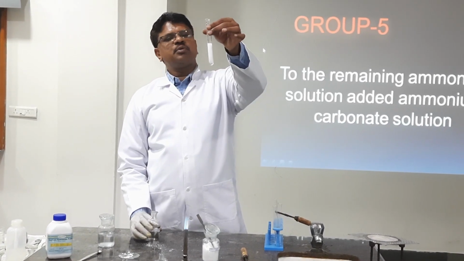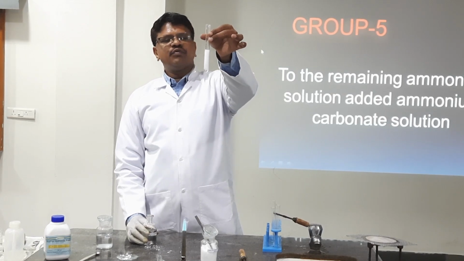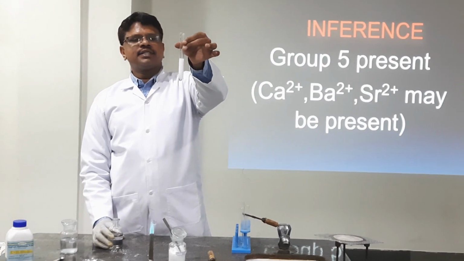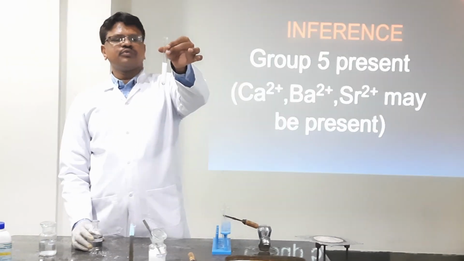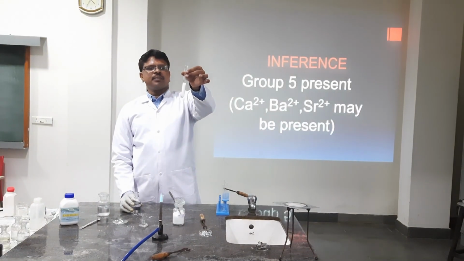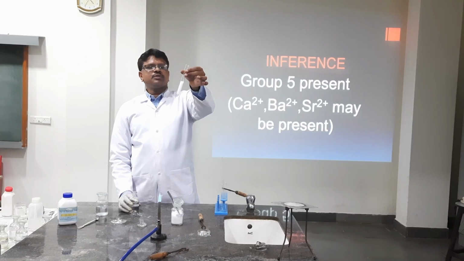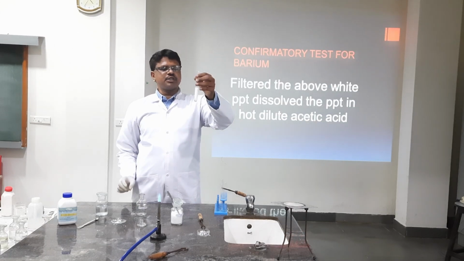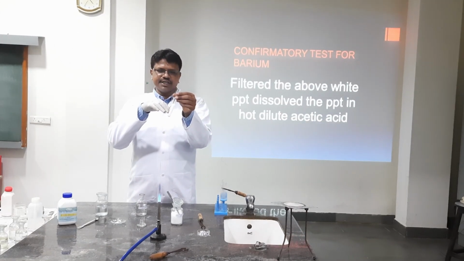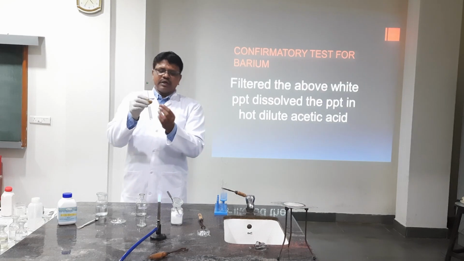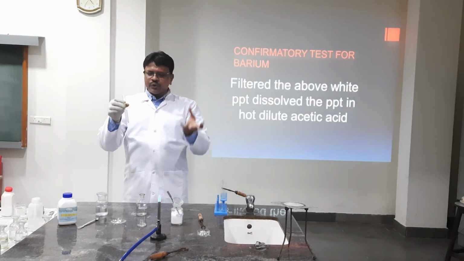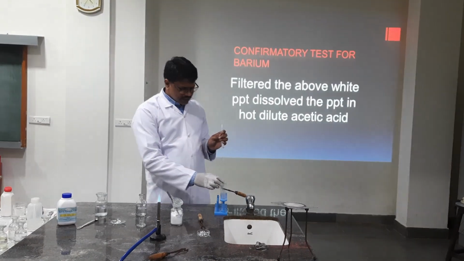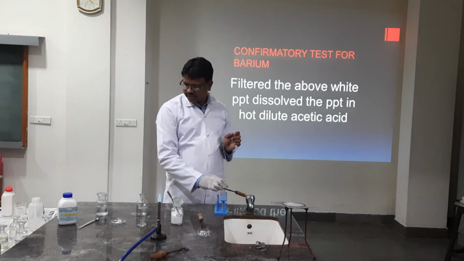So you can see white crystal is going to be formed. In fifth group, if white crystal is formed, you can see the inference. It indicates group 5 is present in your salt. Group 5 is nothing but either calcium or barium or strontium. Which is present, how do you know? Take this white crystal, which means we have to go for filtration. After filtration, the residue we are going to get is a white crystal. That white crystal you can dissolve in acetic acid.